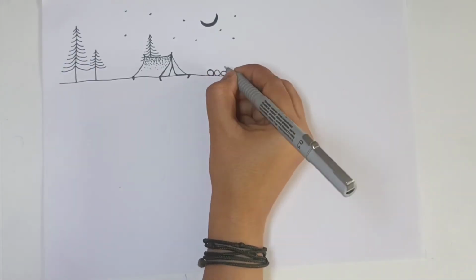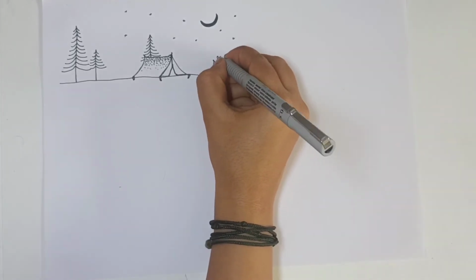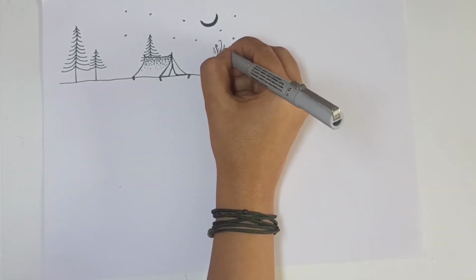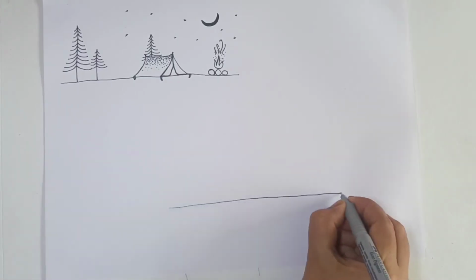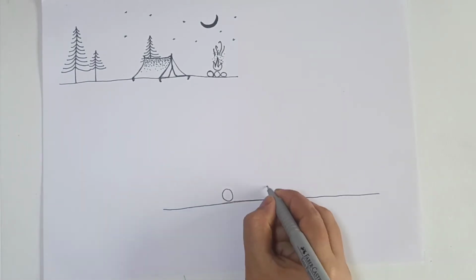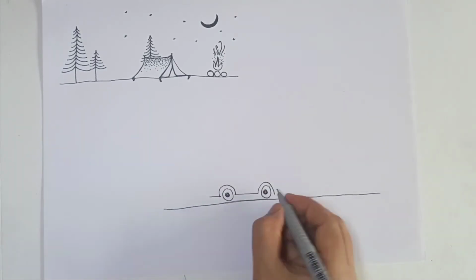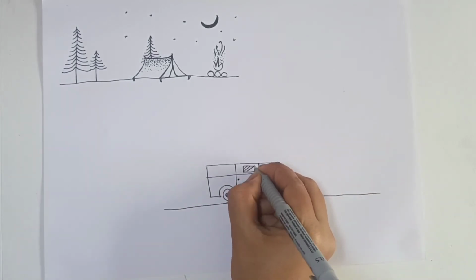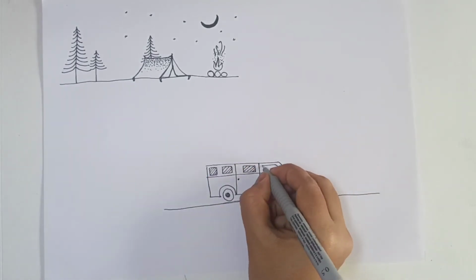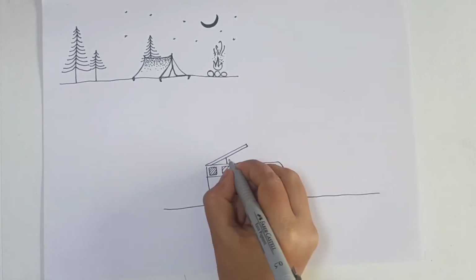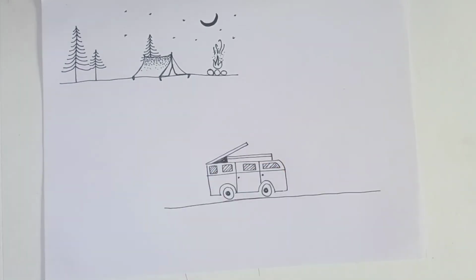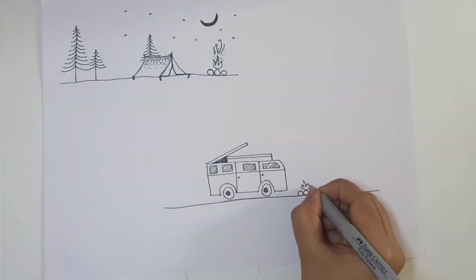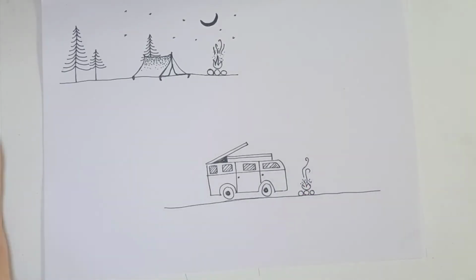You can do one bonfire with the help of 3 round stones and a wavy pattern on it. And first of all, adding the bus for this one with details. Doing one bonfire and tent again with some pine trees.